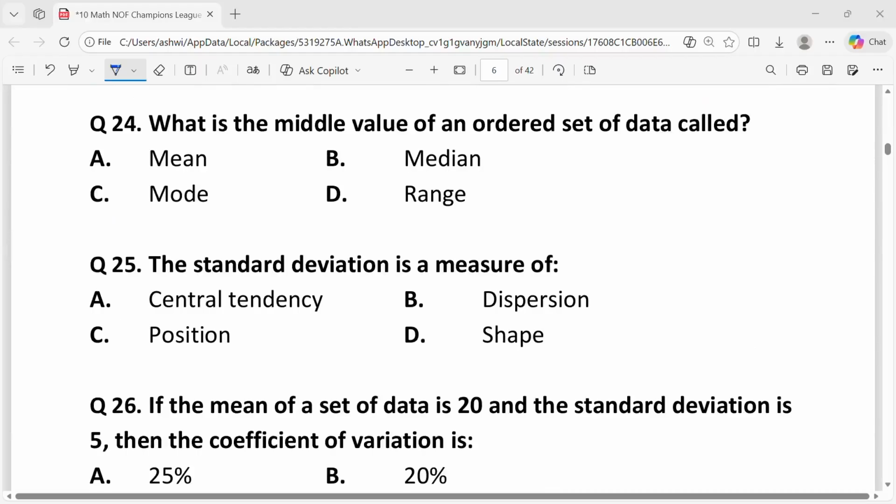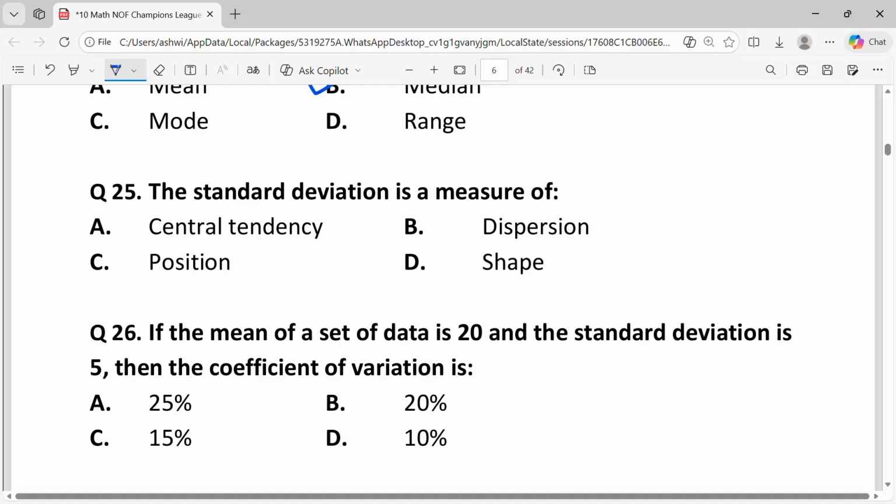Question 24. What is the middle value of an ordered data set called? Answer is B. Median. The median is the value separating the higher half from the lower half of a data sample, a population, or a probability distribution. In simple terms, it is the middle value of an ordered data set.